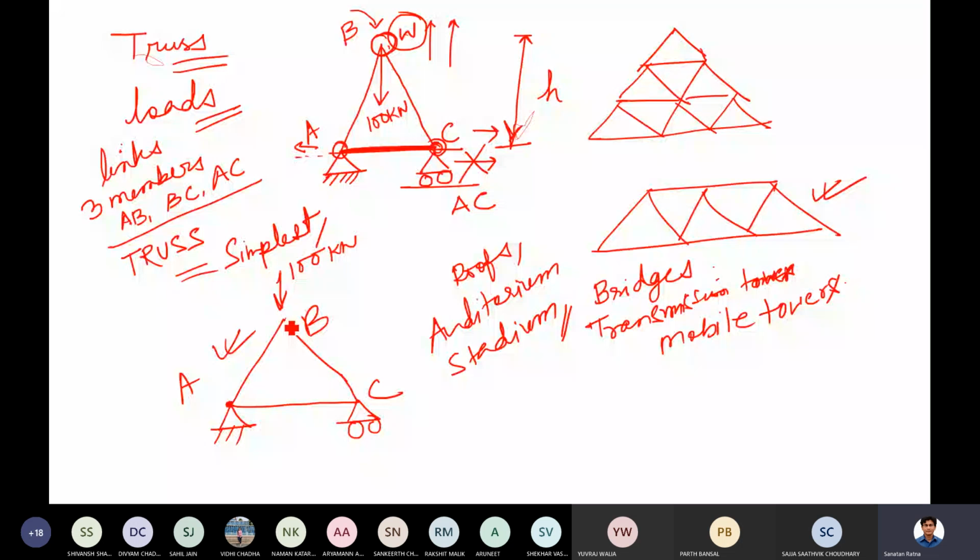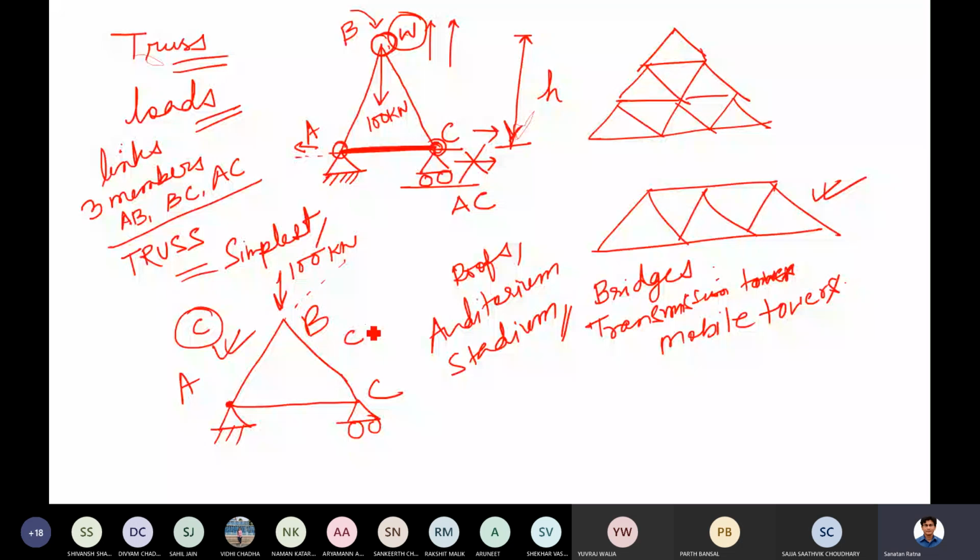Similarly, the BC side, that will also be in what? Compression. And coming to this AC, it will be in what? At this point, there is extension. That is, I am calling it tension. Okay, now tell me one thing. AB is in compression. So external forces are acting on AB like this.